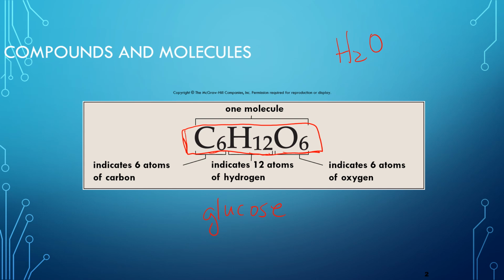That ratio is important. You can't change it. If you have more than 1 molecule of water, it would be 2 H2Os. Likewise, if you had 2 glucoses, it would be 2 C6H12O6. You can't change the subscripts here because that's what constitutes what the molecule is. For example, if you had H2O2, that is not water. It's a different ratio of hydrogen and oxygen atoms. That's actually hydrogen peroxide.